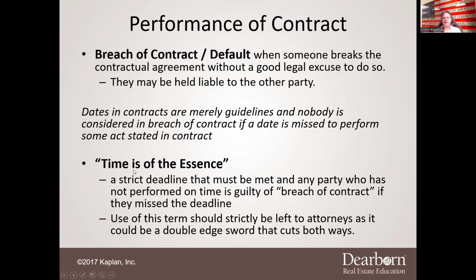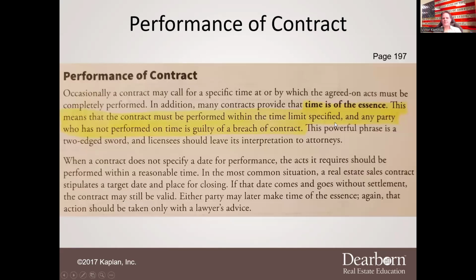So the term time is of the essence you will absolutely have on the exam. It's a strict deadline in contracts that must be met. So let's highlight in the book. Time is of the essence. This means the contract must be performed on time within a time limit specified, and any party who has not performed on time is guilty of breach of contract. So it's a strict deadline in a contract that must be met. Bottom line.